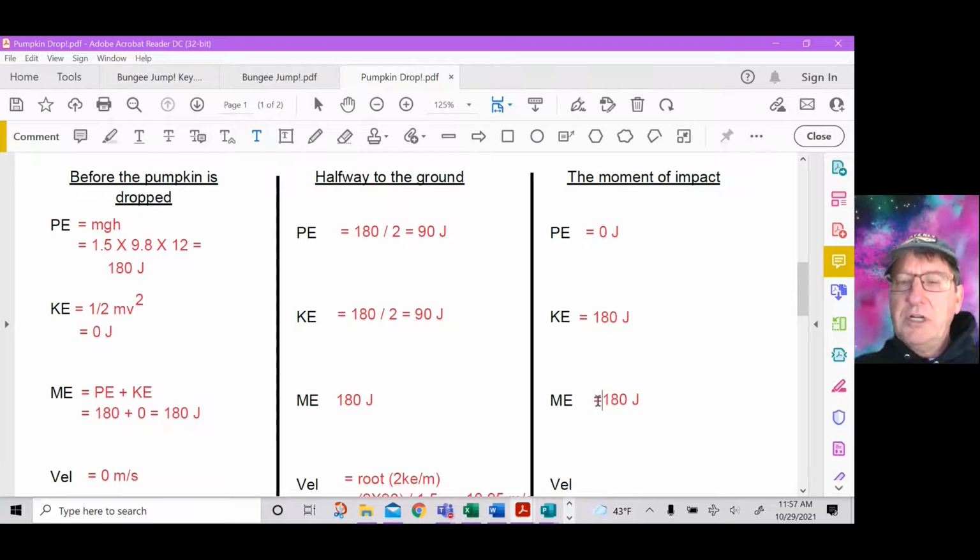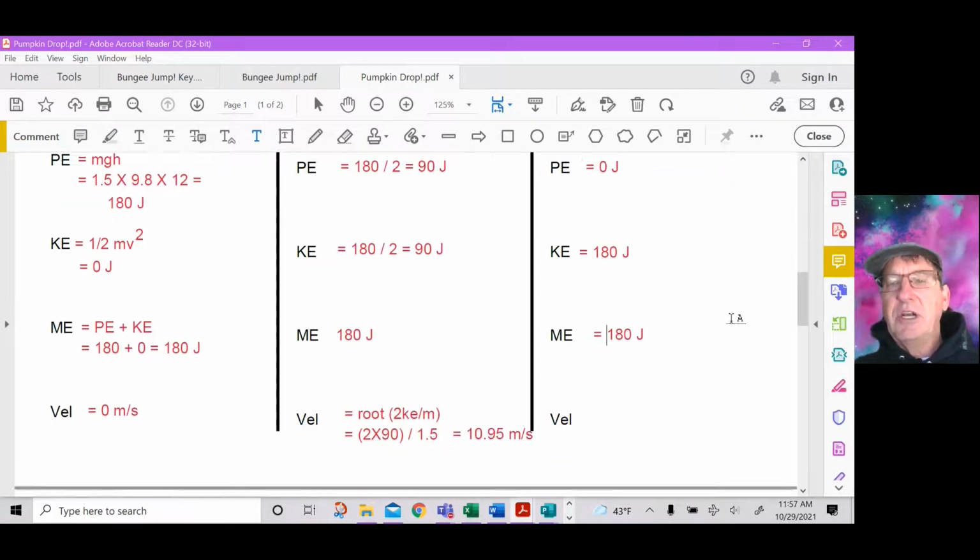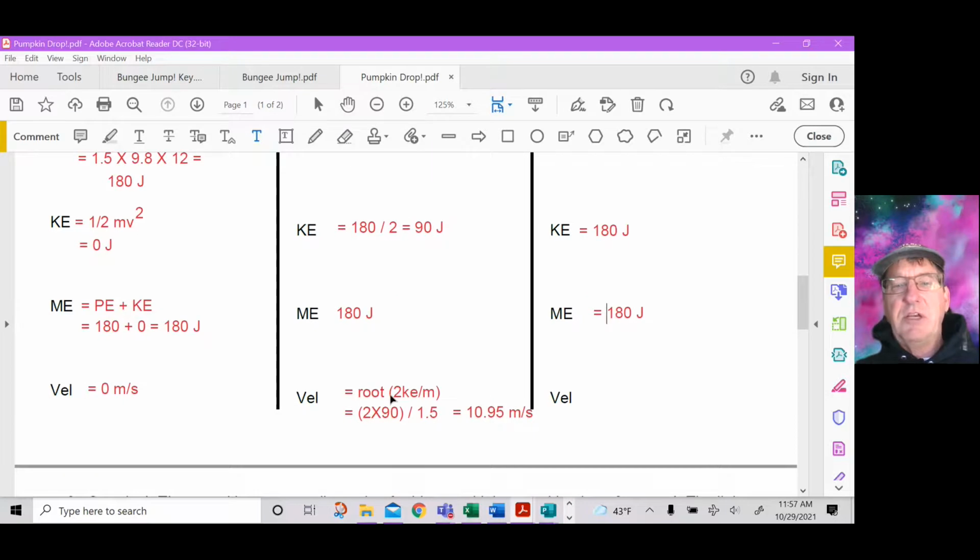Now, what is the velocity when it hits the ground? Once again, we're going to use this equation, the square root of 2ke divided by m. Okay, the ke is different now, isn't it? So it hits at a different velocity, and it should make sense. It should hit at a faster velocity because it's fallen further. So it has more kinetic energy when it collides with the ground.